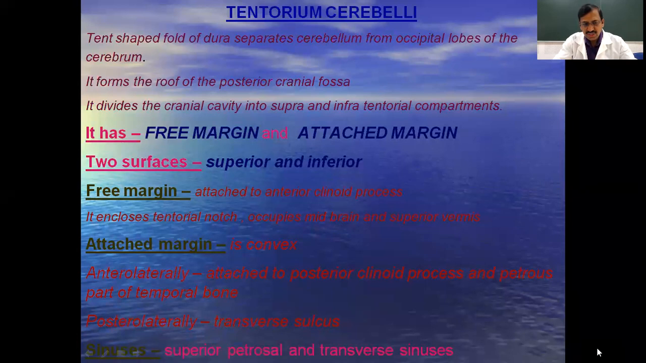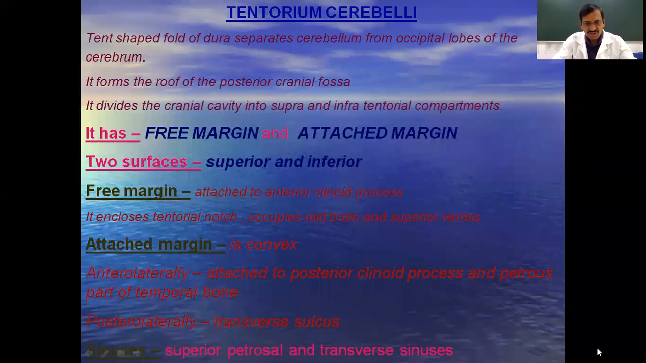It encloses the tentorial notch, and through this free anterior margin there is a communication between the midbrain and the hindbrain. This is the area having a relation with the midbrain and the superior vermis, which is a part of the cerebellum. We will see what the superior vermis is while discussing neuroanatomy.